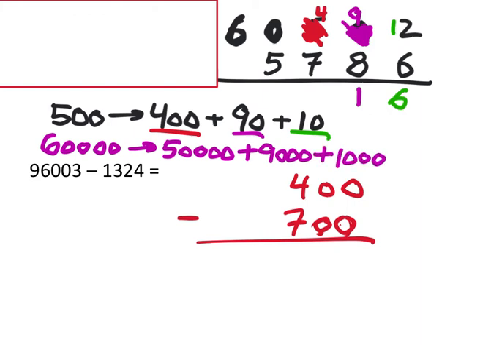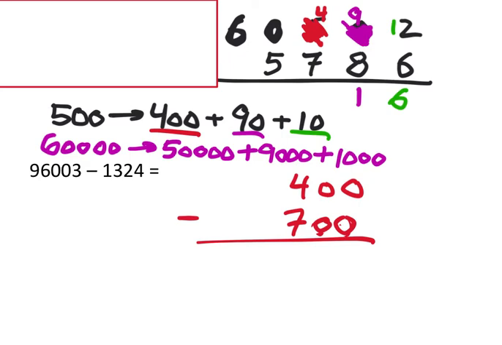Now again, 9,000 plus the 1,000 makes 10,000, but then another 50,000 would give you that 60,000. So the value hasn't changed. Again, I just changed the way that it looks, that's all.